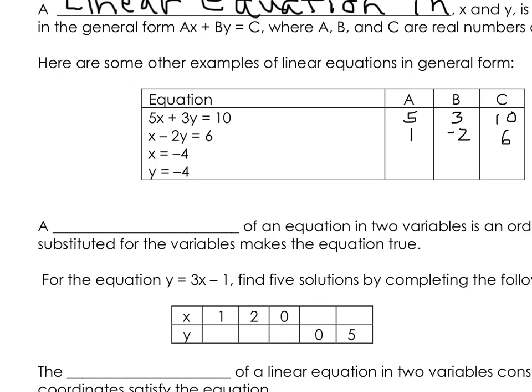Our next equation, x equals negative 4. The numerical coefficient, the number that's multiplied times x, is 1. There is no y, so its numerical coefficient is 0. There is no y, so it must have been multiplied by 0. And finally, c is negative 4.